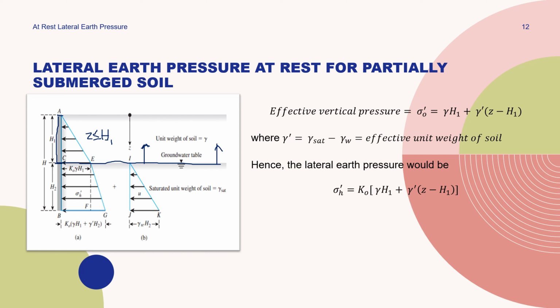However, if ang Z would be greater than or equal to H1, then ang total pressure or total lateral earth pressure nga impose sa ato ang wall kay mao siya ang sum sa earth pressure nga nag-act sa wall ug sa pore water pressure, which is denoted by U.